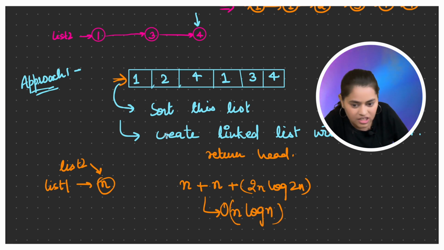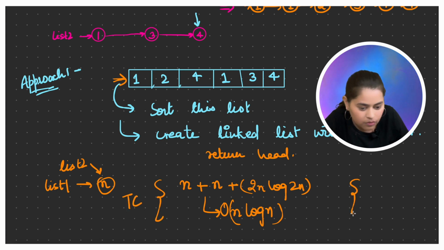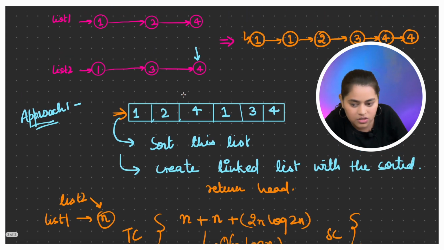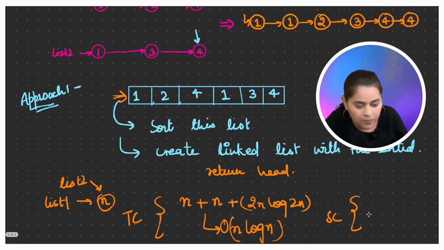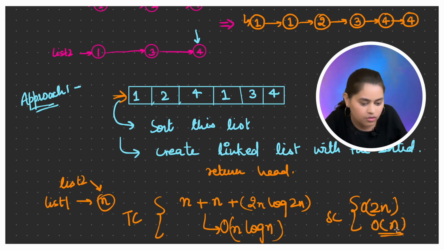And how much space did we take? This was the time complexity. Now we stored all the elements of list 1 and list 2 into a list. Let's say we have n elements for list 1 and n elements for list 2. We can ignore the constant, so the space complexity for this approach will be O of n.